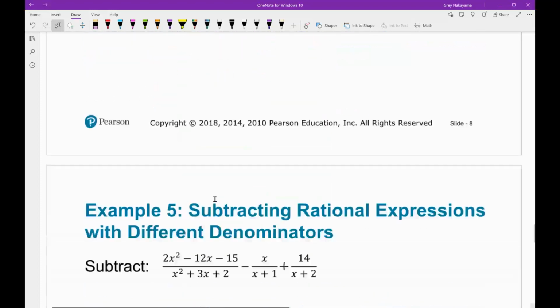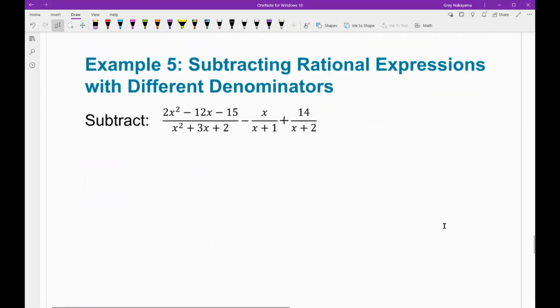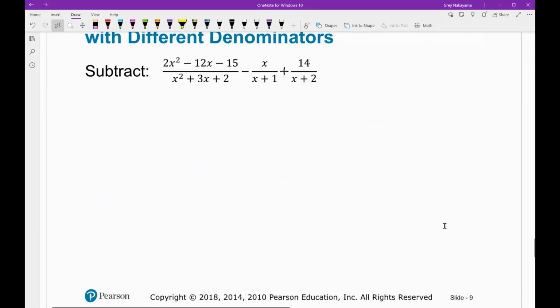I have x, again, different denominators. 2x squared minus 12x minus 15 over that long mess, minus x over x plus 1 plus 14 over x plus 2. So I have 3 different expressions here. We're still doing it the same way, y'all. Okay, so I'm going to start off with first finding that least common denominator, which means I have to factor this guy, x plus 2, x plus 1. And if you notice, that is what these two are.